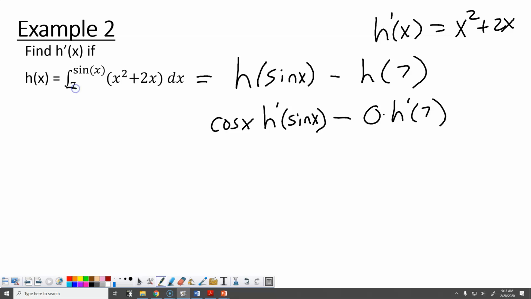When you have a constant, it doesn't matter what h prime is. You're multiplying it by 0. What's it going to be? It's gone. So anytime you have a constant on the bottom, that piece is just gone. When you take a derivative, it's just going to go away. So we don't really need it. So we really just need to focus on that first part there.